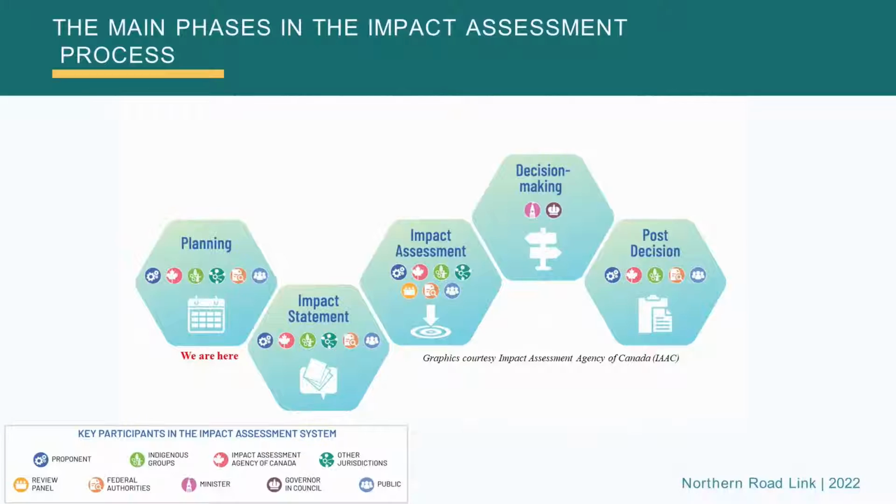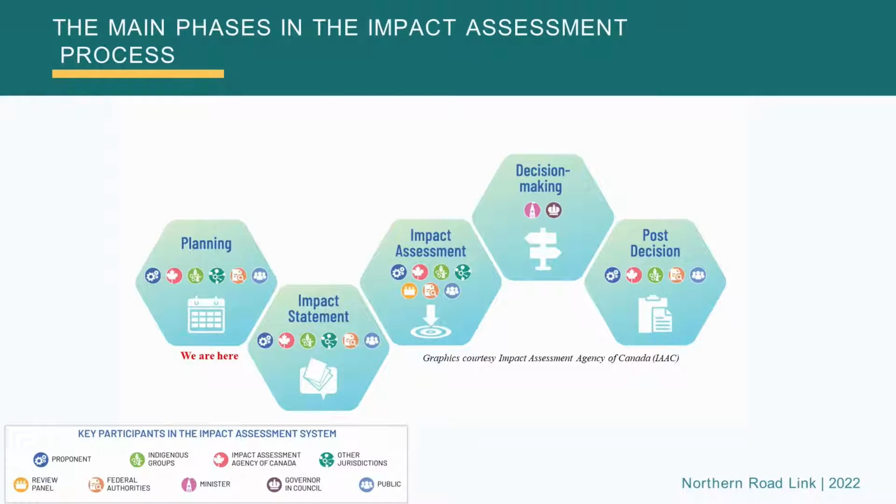Thank you, Qasim. Let's start now with a high-level view of the overall impact assessment process, and then we'll work through the IPD itself as part of the first phase, the planning phase, and get into more specifics. There are 5 phases involved in the impact assessment process. The first is the planning phase, which is where we currently are on the NRL project.